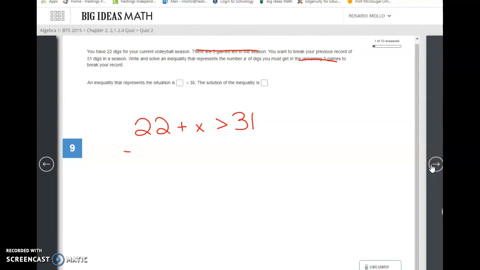Okay? So I got 22 plus x has to be greater than 31. So I'm going to subtract. 31 minus 22 gives us 9. So you need something greater than 9. And in this case, in digs, you can't really get half of a dig. So it needs to be something greater than 9. So you would need at least 10 more digs to break the record then.